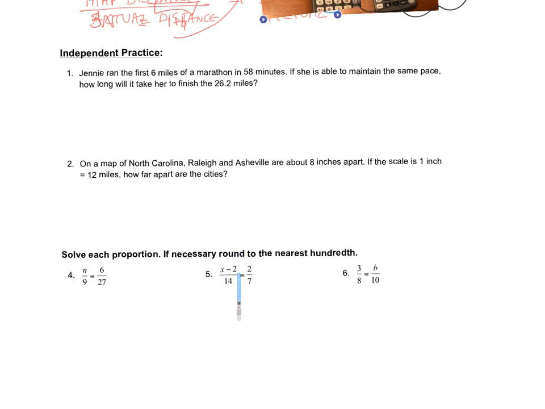Take note of this question right here. When you go to cross multiply, please remember that the x minus 2 is one item. So when you go to cross multiply, you're going to multiply the 7 to both the x and the minus 2. And then you're going to cross multiply the 2 and the 14.